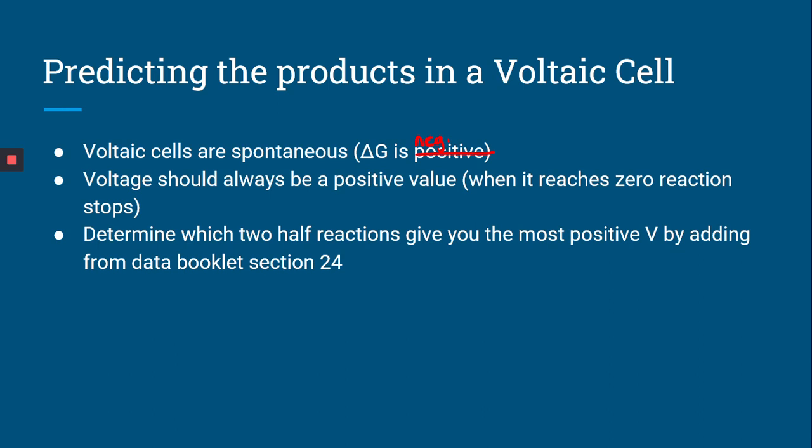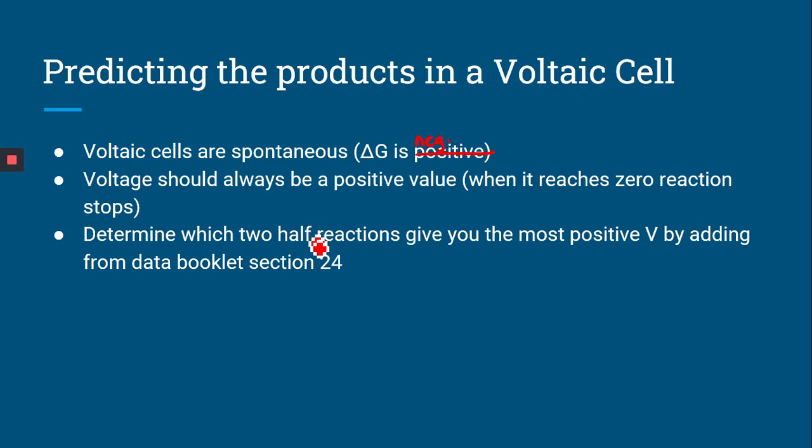The voltage should always be a positive value, and as the voltage decreases and reaches 0, that's when your battery dies. So you have to have that positive voltage in order for the battery to be producing that electricity, that power.